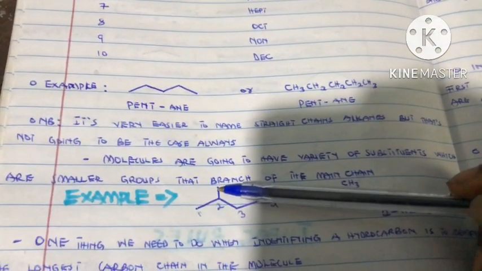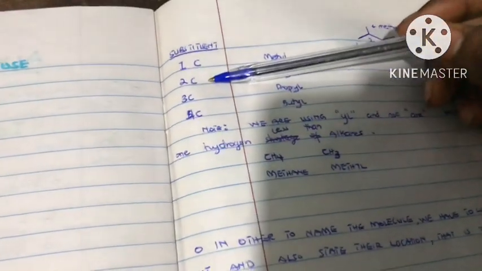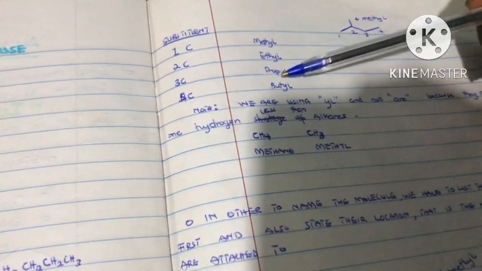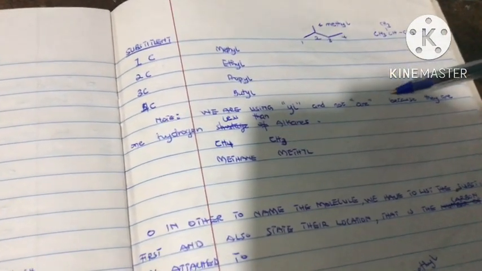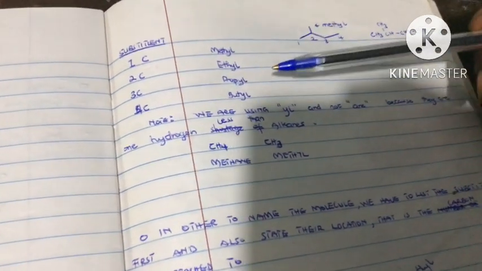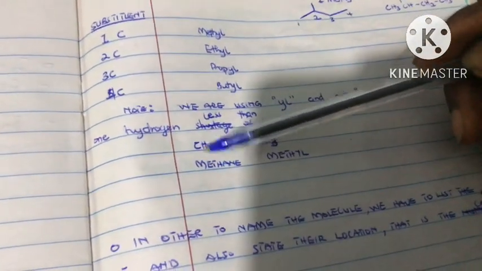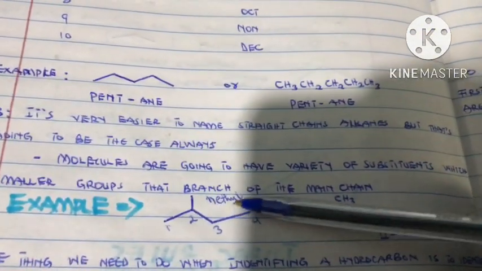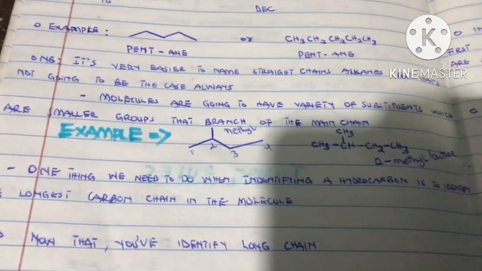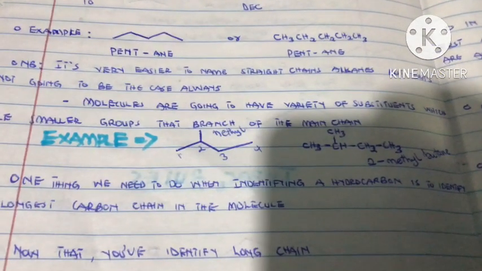But in this case, we have a 1 carbon substituent here. A 1 carbon substituent is called methyl. A 2 carbon substituent is called ethyl, and 3 carbons is propyl. We are using "yl" and not "ane" because the substituents have 1 hydrogen less than the alkanes. So this is methane, CH4, but CH3 becomes methyl. So this substituent here is called methyl.